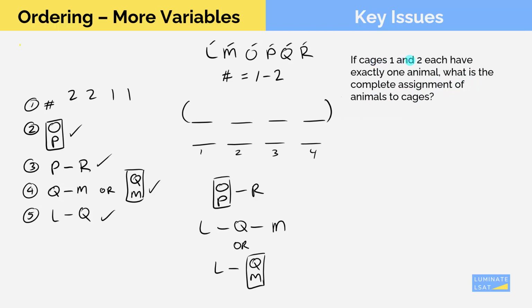So if cages 1 and 2 each have exactly 1 animal, here's what I want to do on my scratch paper. I'll start by drawing out my slots, but I want to make sure I represent the idea that cage 1 and 2 are only going to get 1 animal.